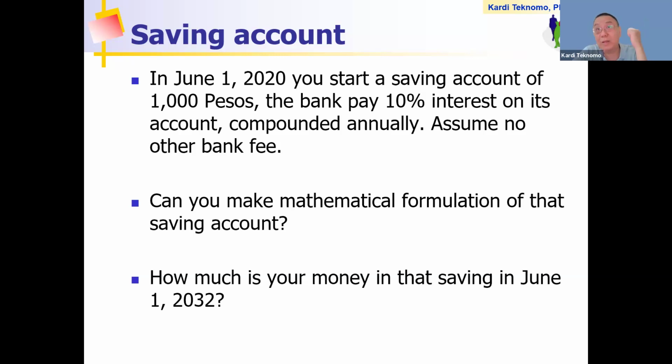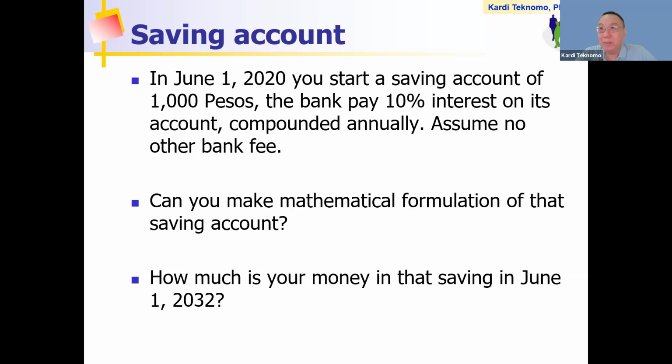So suppose on June 1, I deliberately did not make it January 1. Suppose on June 1, 2020, you start a savings account of 1,000 pesos. Let's assume hypothetically there is no bank fee, not even tax. Suppose the bank pays 10% interest in its account annually. I know it's impossible in the Philippines, but for the sake of discussion only.